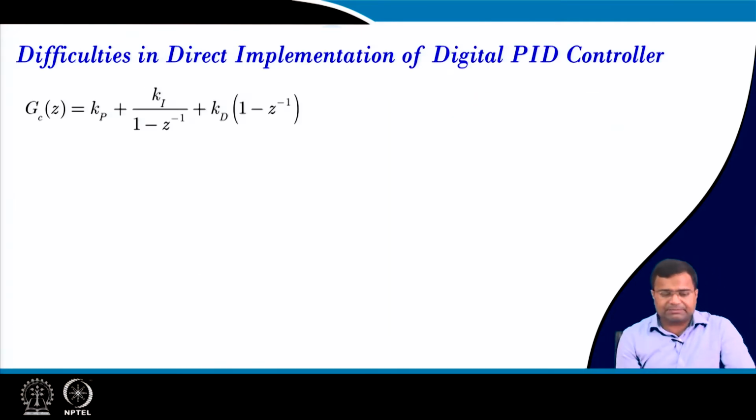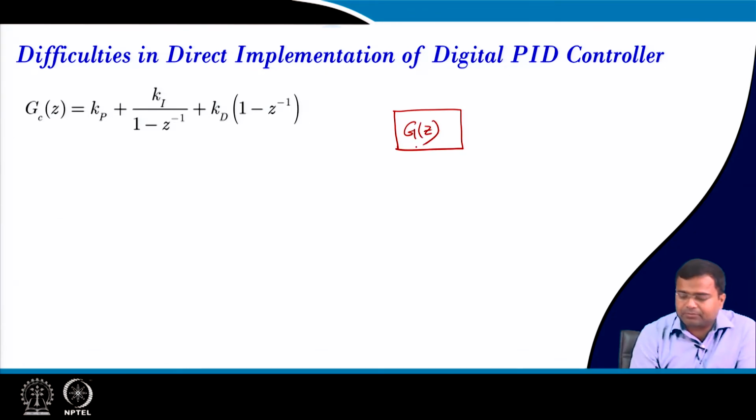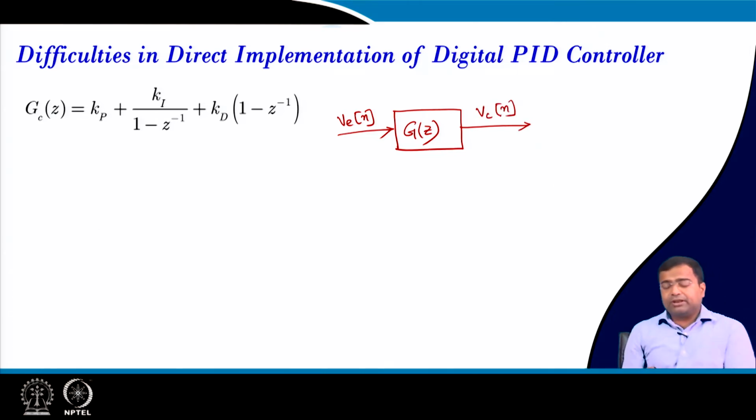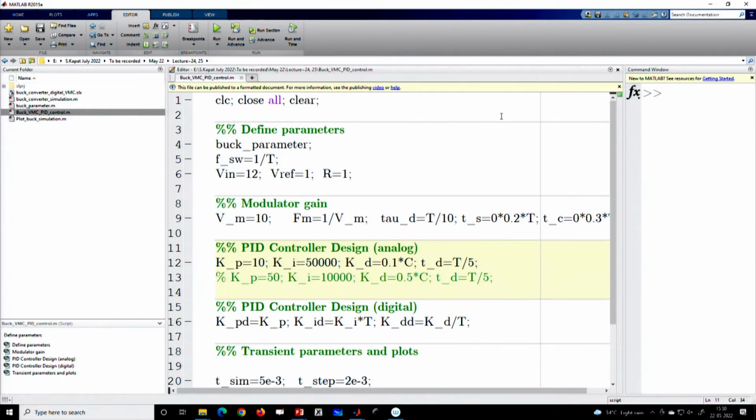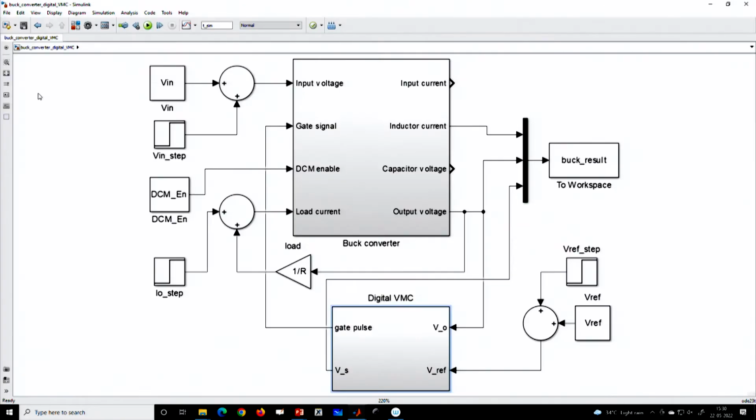Now, what is the difficulty in this direct PID controller? First of all, whenever you plug in, let us say we are talking about a MATLAB block, there will be an error voltage which is in discrete time, and you will get the control voltage. So when you implement such a block, let us go to MATLAB and see our MATLAB realization. If we go to this MATLAB block, I will go to the detailed block diagram.